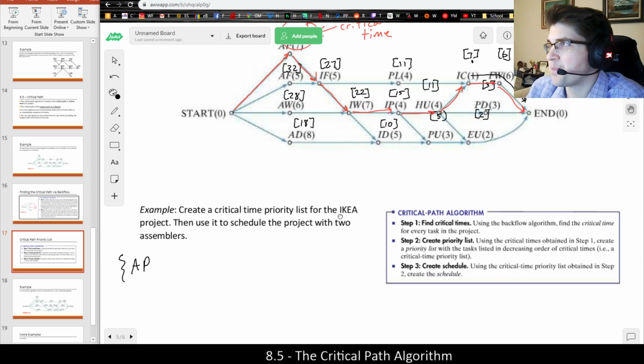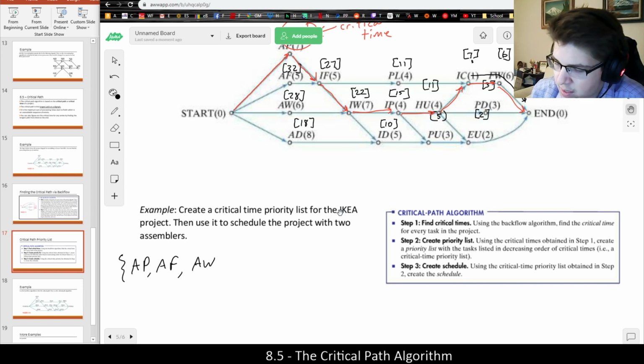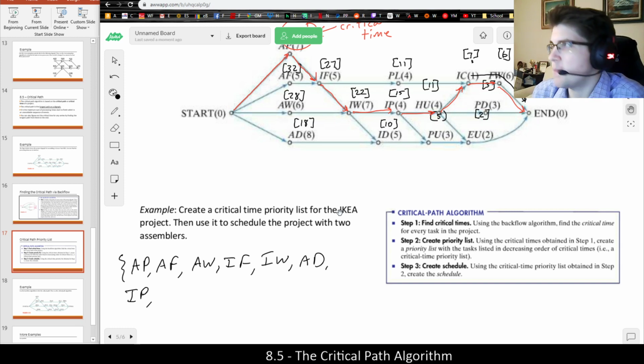Let me move this right there. AF had the next highest critical time. Then AW is 28. IF is 27. IW is 22, and so on. AD is 18. IP is 15. Looks like we have two 11s. In any case, if there is a tie, what I recommend is prioritizing the task which is on the critical path first. But again, they would technically be equal in priority, but I'm going to go ahead and list HU ahead of PL.